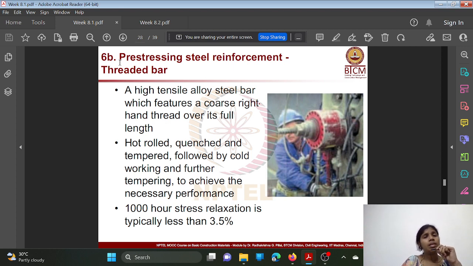And this is another type, pre-stressing steel reinforcement with threaded bar, and this will have some other applications. It is a high tensile alloy steel bar which features a coarse right hand thread over its full length. These will have major applications in some construction of tunnels or some slope embankments, etc. Okay.